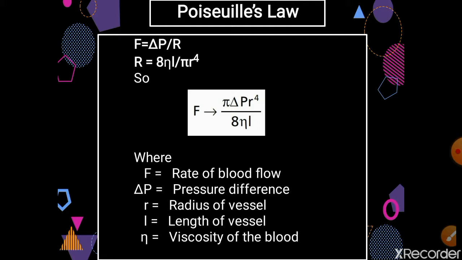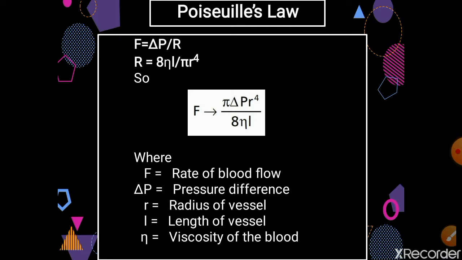By doing so, we get a formula which states that flow is directly proportional to the pressure difference along a blood vessel multiplied by radius raised to the power 4, divided by viscosity of the blood and length of the vessel. This is known as Poiseuille's law. According to this law, the flow of the blood increases when the pressure difference at the two ends of the blood vessel increases. The blood flow also increases when the radius is increased. And this increase in the flow is 4 times for every unit change in the radius.